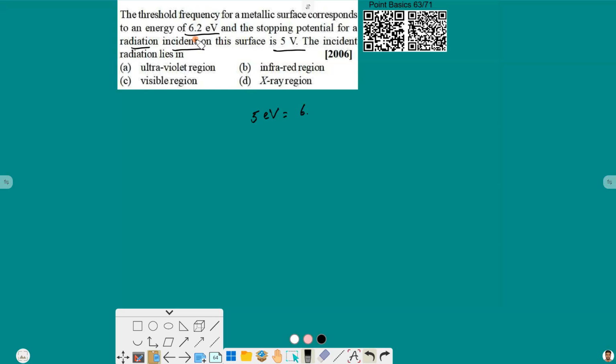So that is the threshold here. E minus 6.2 electron volt, so the energy of the incident radiation should be equal to 11.2 electron volt. Now we know E is equal to hc by lambda, and from that lambda is hc by E, so that will be 1240 electron volt nanometer divided by 11.2 electron volt. If we solve this, what we will get? We will get something around 110 nanometer.